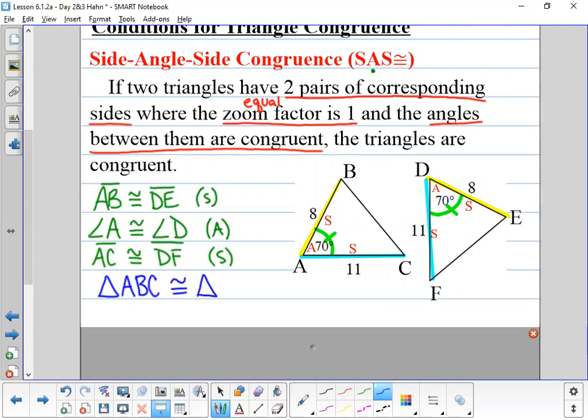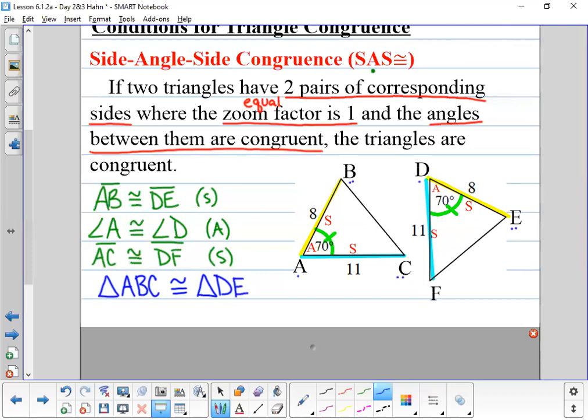All right, A was my 70-degree angle, so it's going to correspond with D, which is my 70-degree angle. So D is going to be my first letter since A was my first letter. B is at the end of the side length, that's 8, so it's going to correspond with E, which is also at the end of the side length of 8.